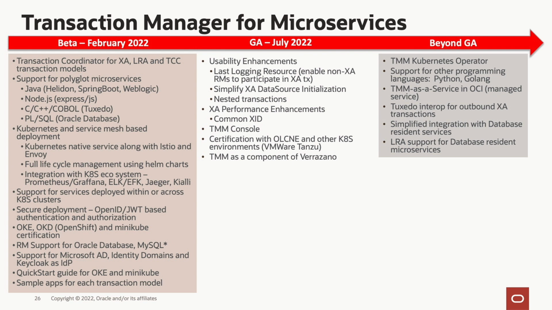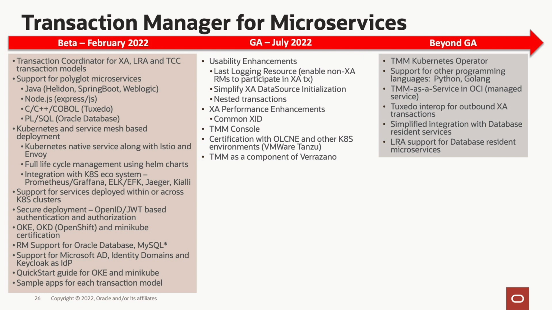Full lifecycle management is using the Helm chart in the beta version. It's fully integrated with the Kubernetes ecosystem, so the Prometheus, Grafana, ELK, and so on. All those components can be used to monitor the product as well as the transactions. Services can be deployed across multiple Kubernetes clusters. You can have all the services in the same cluster as well as across different clusters.